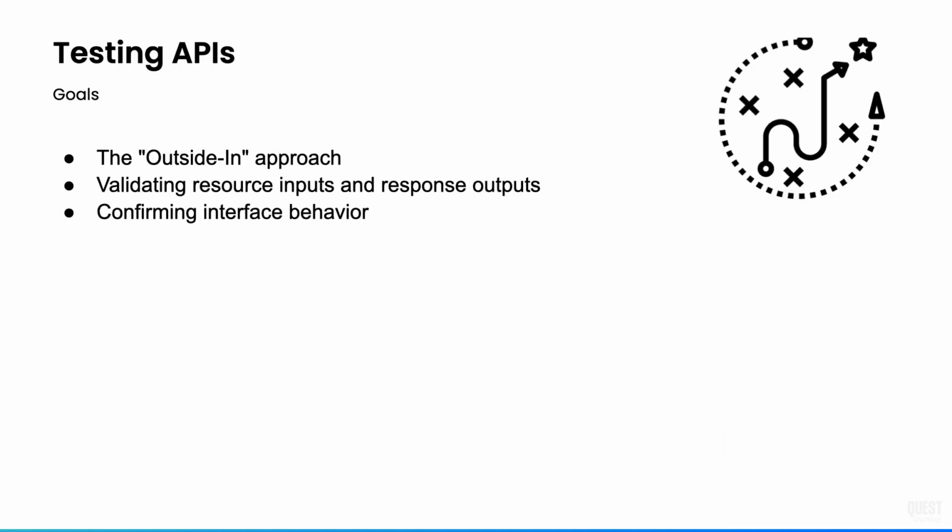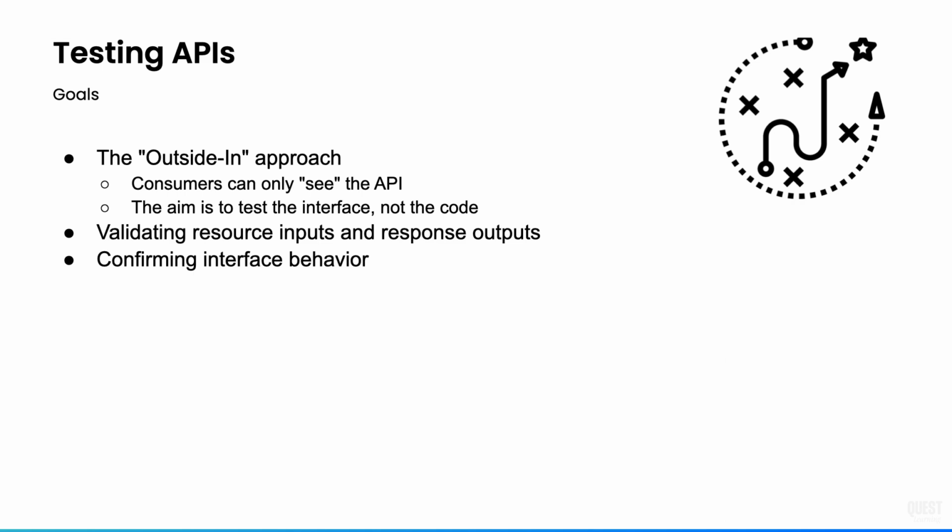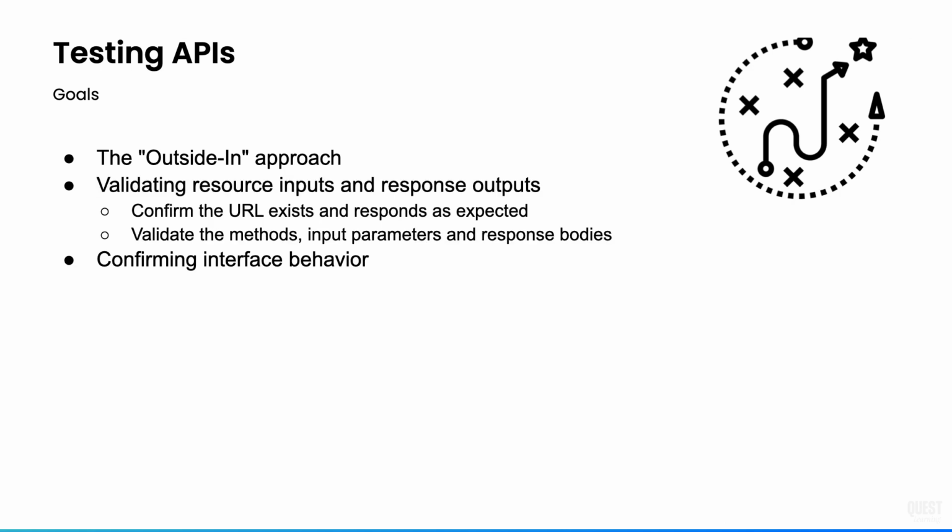So we want to take an outside-in approach. Consumers, remember, can only see the API. They can't see the code behind it. They don't know what you wrote it in. They don't know what the database looks like, or how many components there are, or how many other services are behind this API. All they know is they have an API. So that's what our tests are going to focus on. Our aim is to test that interface itself, not the code behind it. Somebody else is going to need to do the code, or we'll do the code in different kinds of tests.